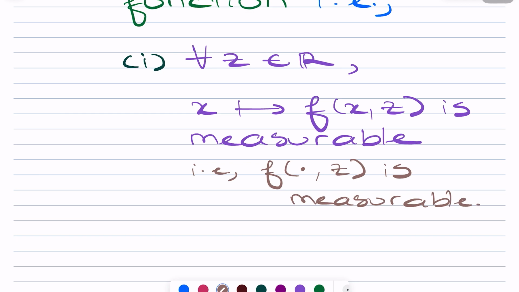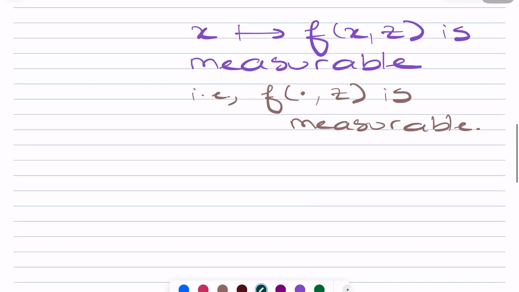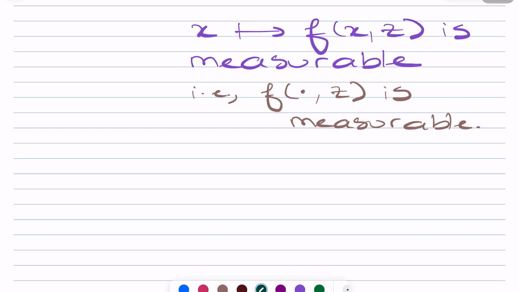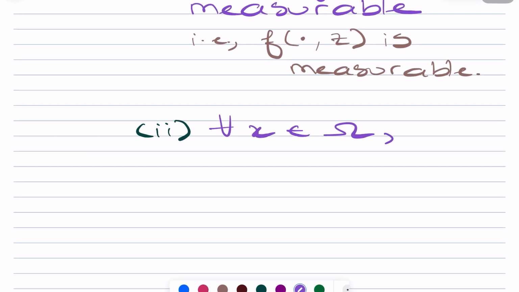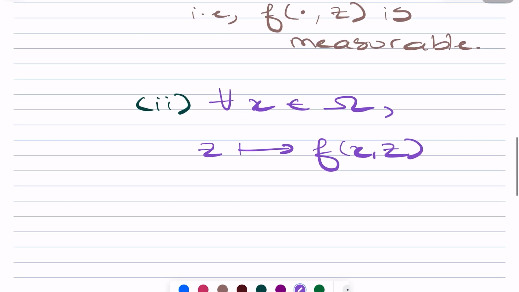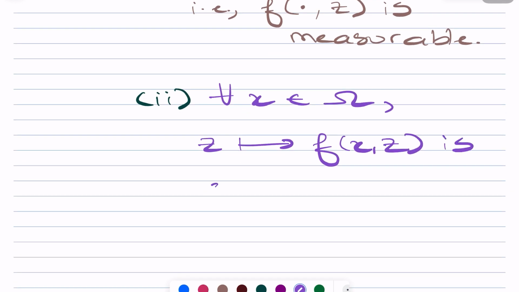Okay, so we also need the second condition for the function to be a Caratheodory function. For every x, if you fix x in omega, then the mapping which at z associates f of x comma z is continuous. So if you view f as a function of z, then the map should be continuous.